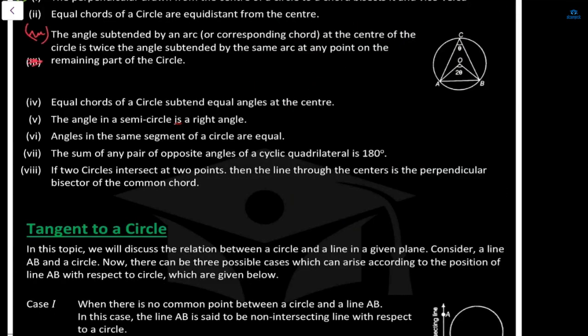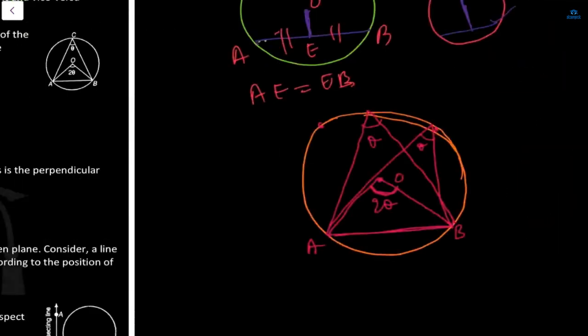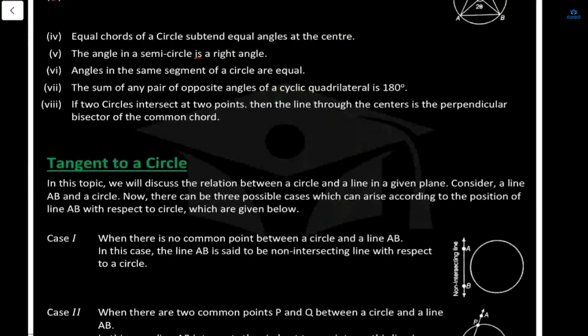It can be anywhere in the circle, right? Yes, but the first point will be at the center, and the other can be any point on the circle. Okay? You can see the points are already mentioned here.